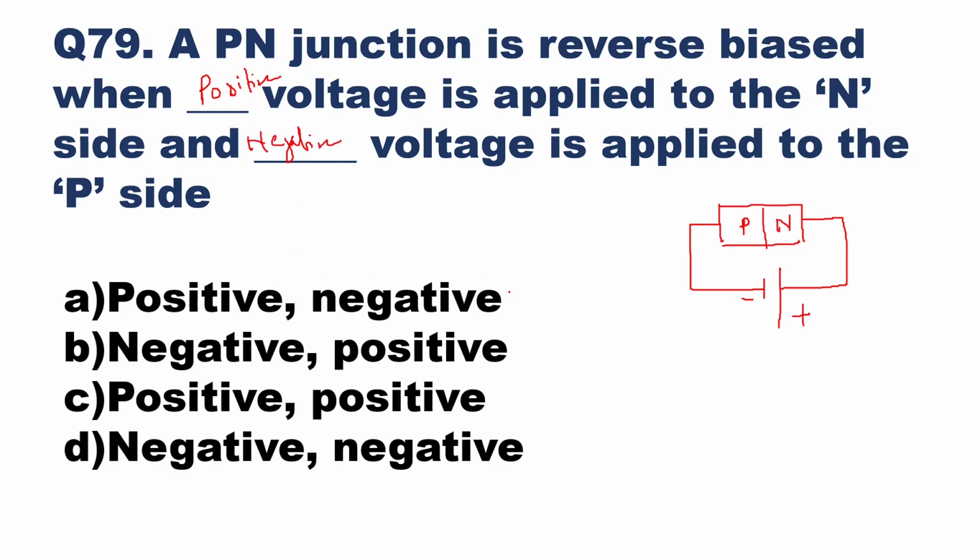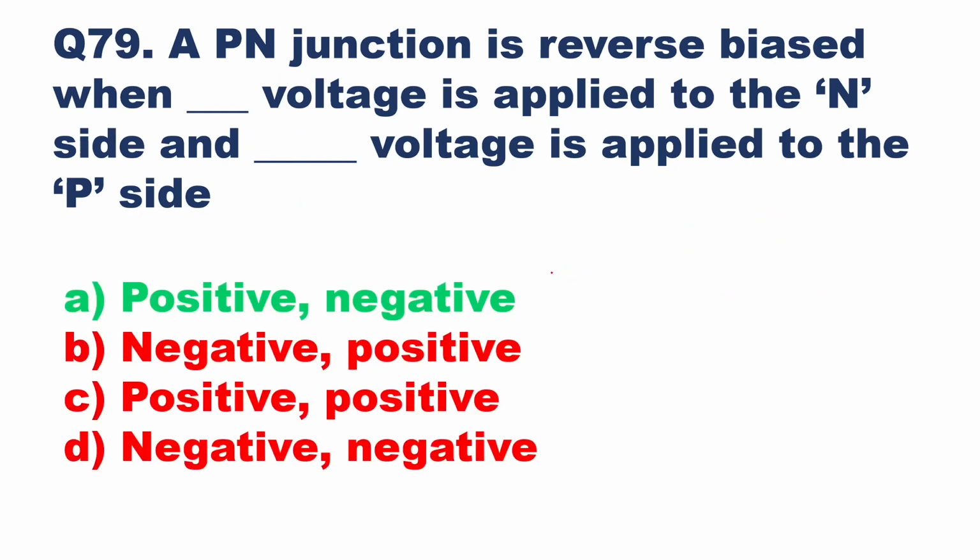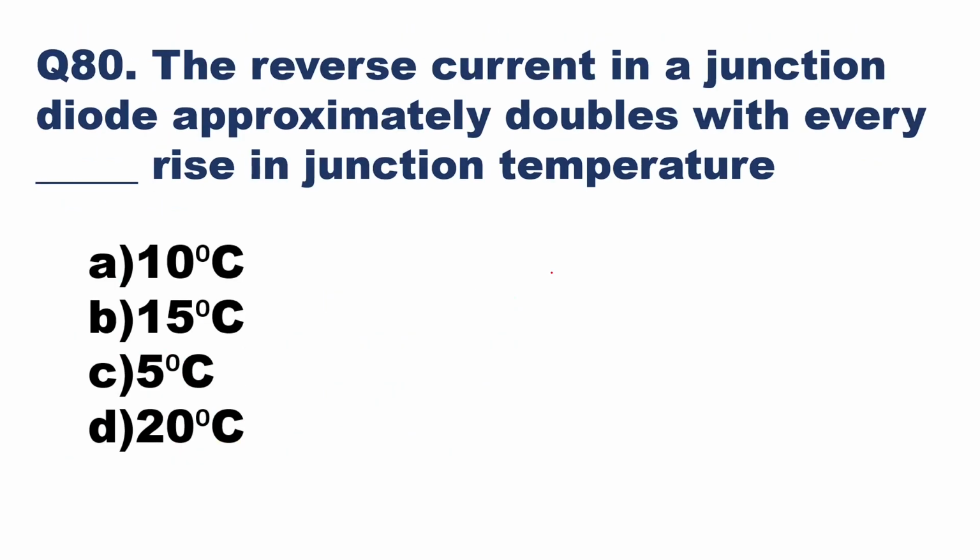So here option A will be the right answer. Then the PN junction is reverse biased. So here positive voltage is applied to the N side and negative voltage is applied to the P side. Then only the PN junction is reverse biased. Then we'll go to the next question.